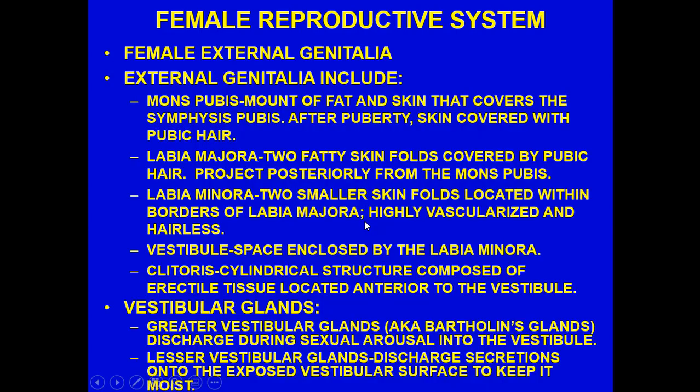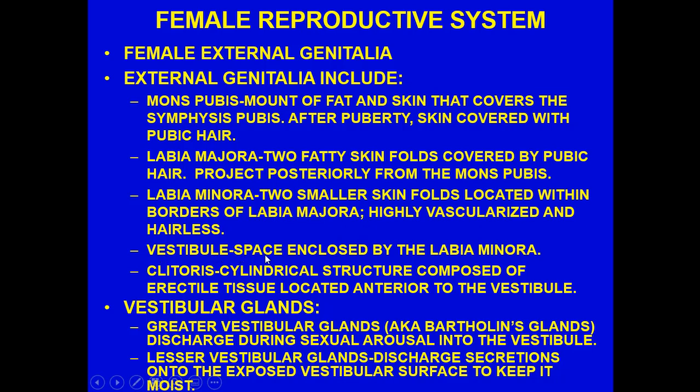Now we go from here to the external genitalia. And this includes the mons pubis, which is a mound of fat and skin that covers the symphysis pubis. After puberty, the skin is covered with pubic hair. The labia majora is two fatty skin folds covered by pubic hair. They project posteriorly from the mons pubis. The labia minora are two smaller skin folds. They're located within the borders of the labia majora. They're highly vascularized and they are hairless.